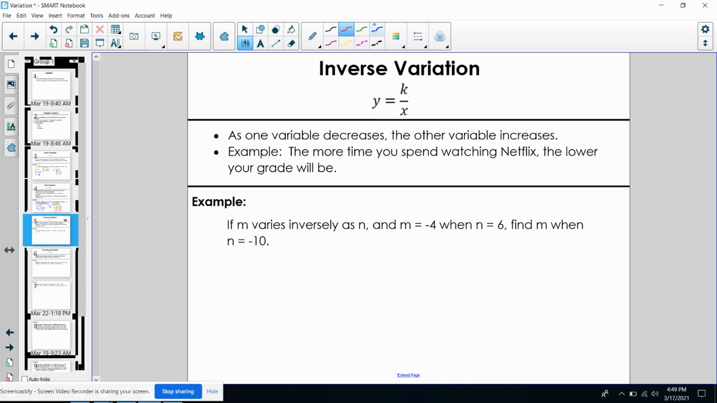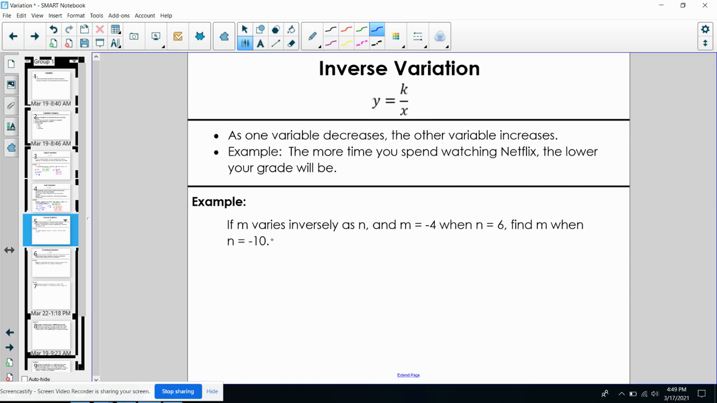Okay, the next type of variation is inverse variation, and that's the equation y equals k divided by x. So as one variable decreases, the other variable increases. So the two variables are doing opposite things. An example would be the more time you spend watching Netflix, the lower your grade will be. So if you spend more time watching Netflix, your hours of Netflix watching goes up, and your grade for whatever class will be lowered because you're not doing the work.